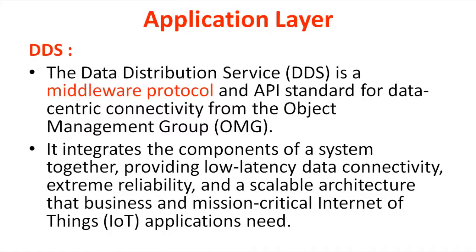Coming to DDS, you already know very well about it. DDS, the Data Distribution Service, is a middleware protocol and API standard for data-centric connectivity from the Object Management Group. It integrates the components of the system together and provides low-latency data connectivity. It is extremely reliable, meaning you can believe in this protocol. It is a secured one, a safety protocol, and scalable. You can scale up and scale down, horizontal scaling and vertical scaling. It provides the scalable architecture that business or mission-critical Internet of Things applications need. That's why we use the DDS protocol.